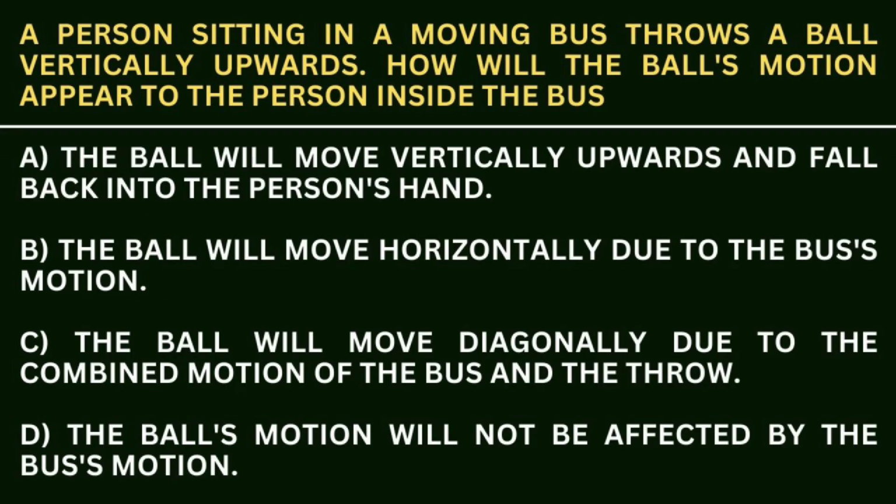A person sitting in a moving bus throws a ball vertically upward. How will the ball's motion appear to the person inside the bus? Option D, ball's motion will not be affected by the bus's motion.